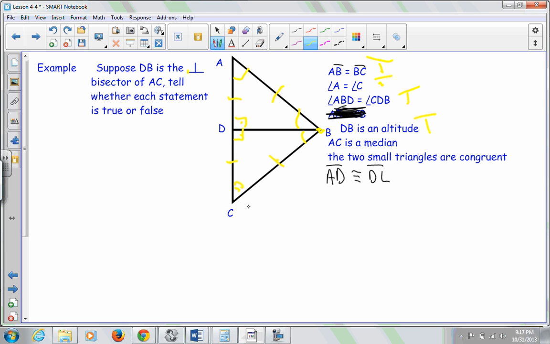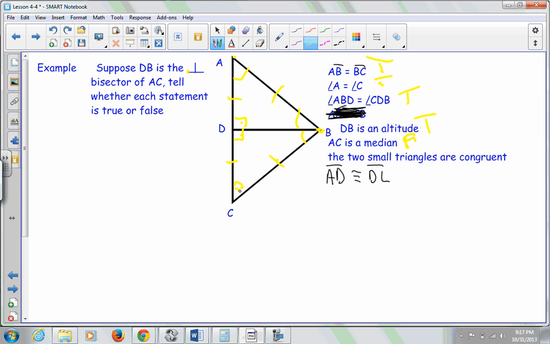Is AC a median? Was AC, the segment AC, a median? Does it go from one side of the triangle to the midpoint of the other? It does not. Okay, this goes from one side to the other. It doesn't go from one side to a midpoint on the other side. So that's false.